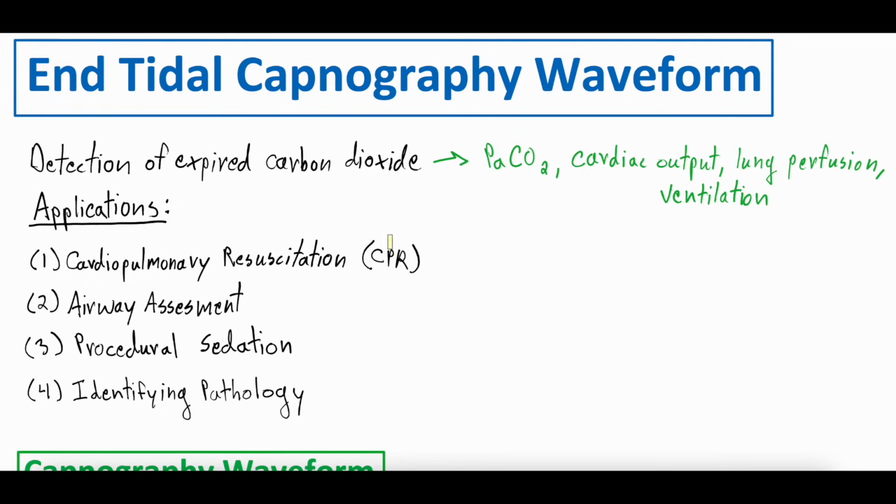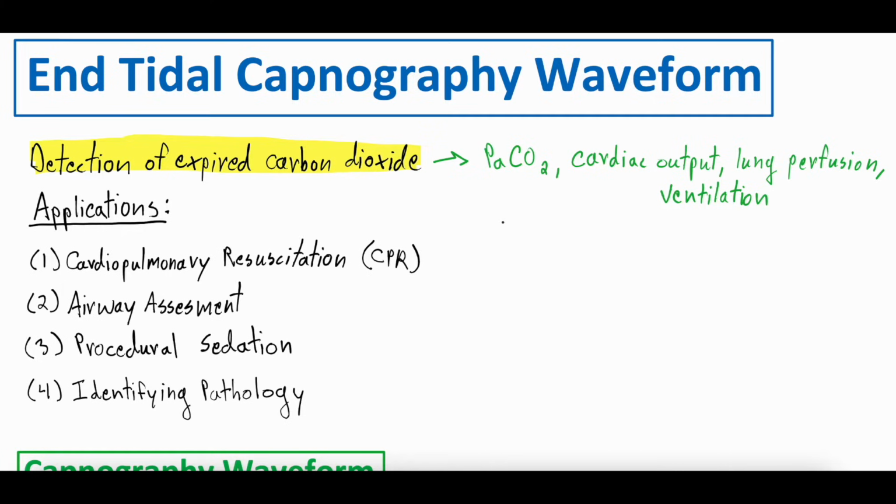So end-tidal capnography. This essentially is a fancy way for the detection of expired carbon dioxide. So end-tidal capnography is a mechanism for us to detect the amount of carbon dioxide someone is expiring, breathing out. You can do this with nasal prongs in the nose. You can do this on an endotracheal tube. You can do this in multiple different ways, but all these devices just detect the carbon dioxide that the patient is breathing out when they expire.